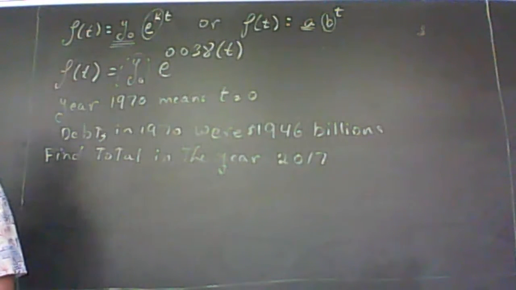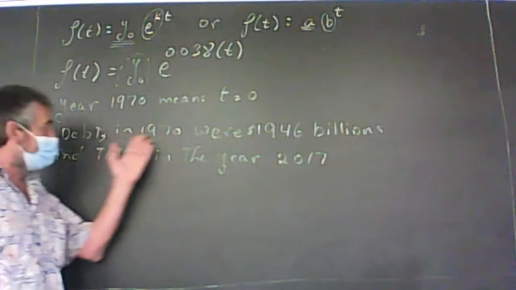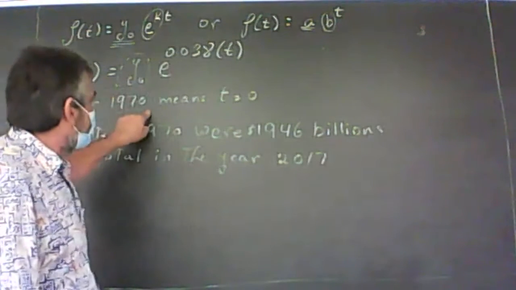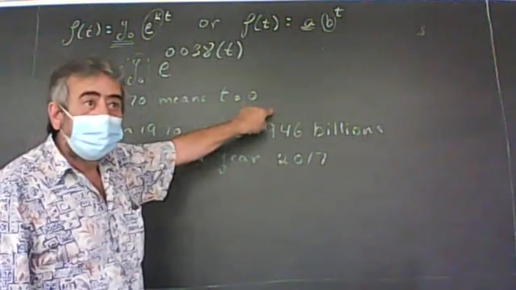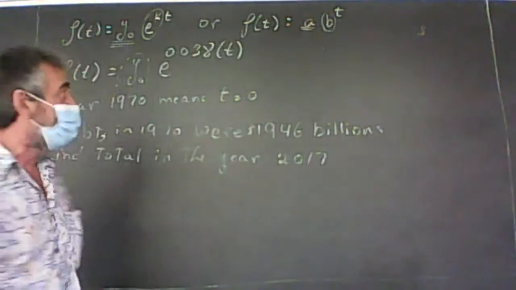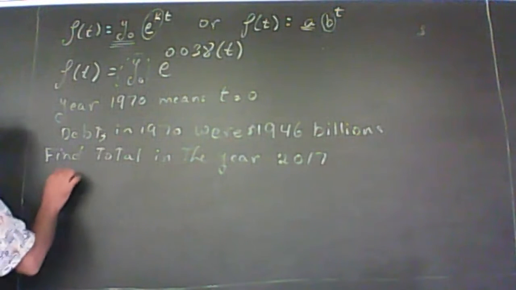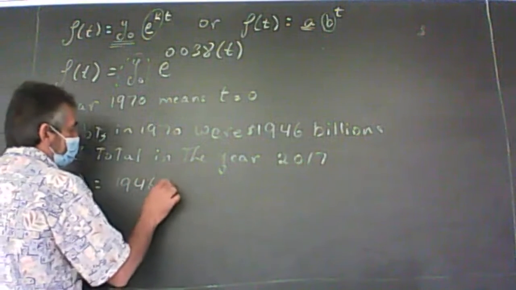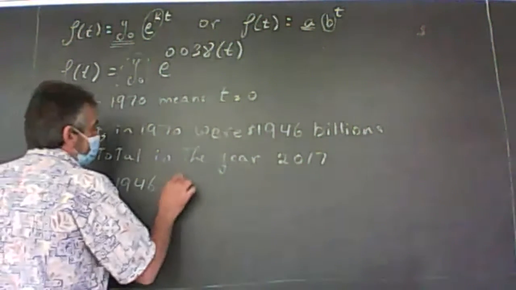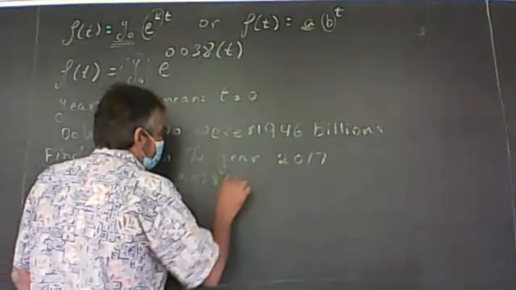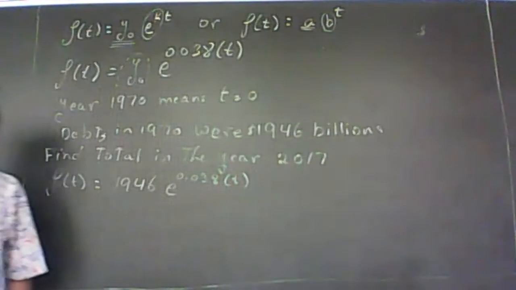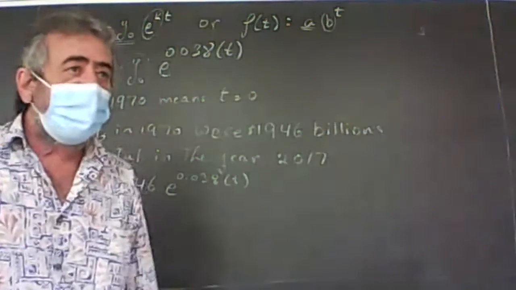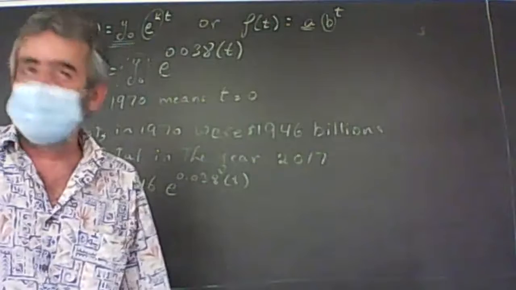It was 1,946 billion. Why? Because it starts in 1970, and it says year 1970 means t equals 0. So now I can rewrite this formula by saying f of t equals 1946 e to the 0.038 times t. Now this formula is complete. All I need is you just give me a time and I figure out what the debt is going to be at that particular time.